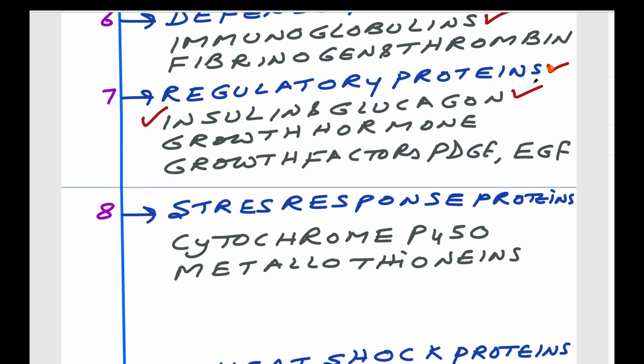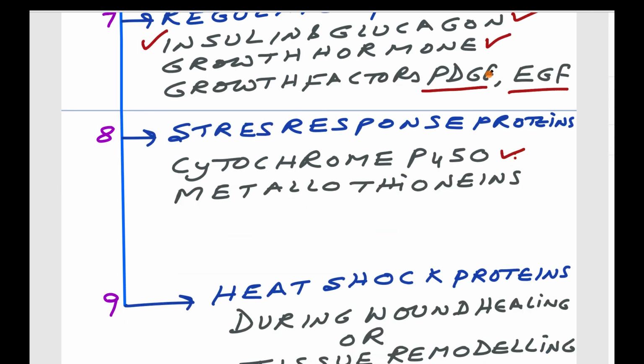Insulin and glucagon control the blood glucose levels. Growth hormone is involved in the control of growth. And growth factors, platelet-derived growth factor and epidermal growth factor, are involved in cell division and differentiation. The stress response proteins are proteins synthesized when exposed to stress. That is the reason they are called stress response proteins. The examples are cytochrome P450, which converts more toxic into less toxic substances. Metallothioneins decrease toxicity by binding with heavy metals such as mercury, silver and cadmium.